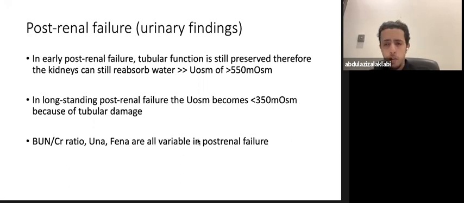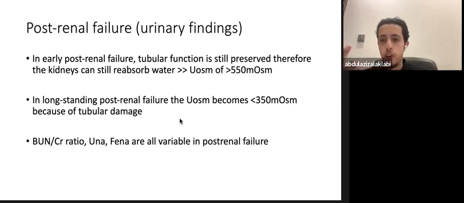So the findings, as I said, the urinary findings are variable and they're not the most important to use. The most important thing is to use the ultrasound. However, as we said initially, the tubular cells are still functional, okay? Therefore, it will mimic pre-renal failure in the reabsorption of water. So therefore, the urinary osmoles will be high, so more than 550, because the tubular cells are still functional and can still reabsorb that water, which will allow concentration of the urine.